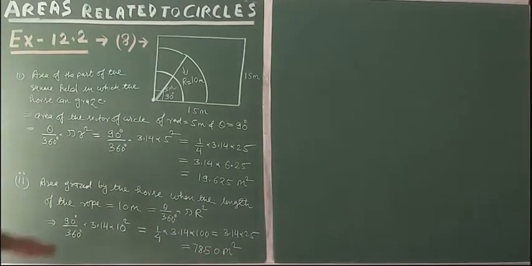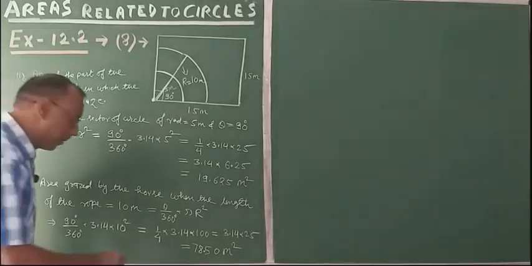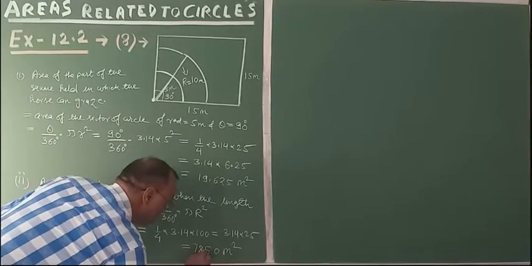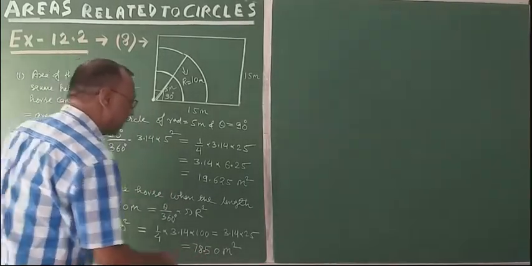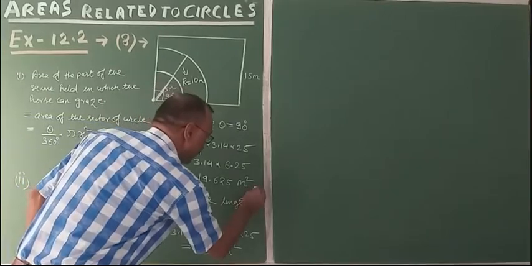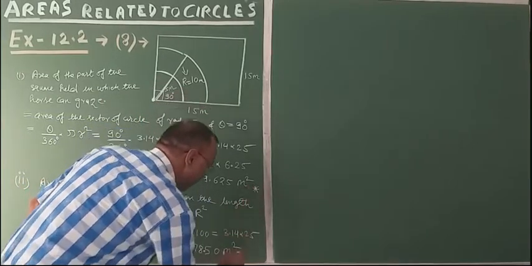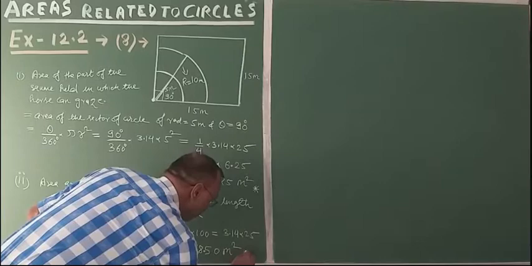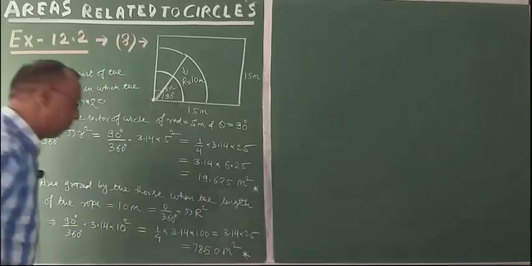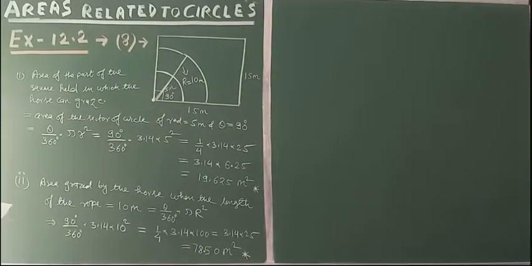So what will be the area grazed by the horse when the length of the rope is 10 meter? That will be 78.50 meter square. And what was the previous area? This was 19.625, and the new area grazed is 78.50. Question is this: find the increase in the grazing area.